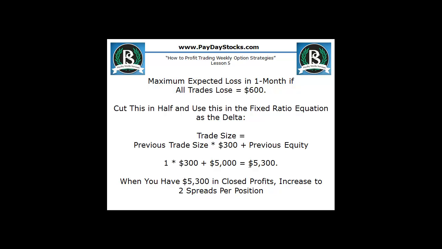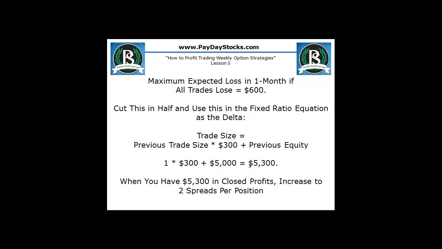So what happens in that week? We have a debit calendar spread, and in that week we end up losing every single trade. Well, the maximum risk is $150 based on a single spread, so it would be $300 based on 2 spreads. So it is possible that after 1 week you suffer the maximum loss on every single trade and you drop back down to 5,000. Well, guess what? That just means you go back to 1 spread the following week. Okay, so that's how it works out.